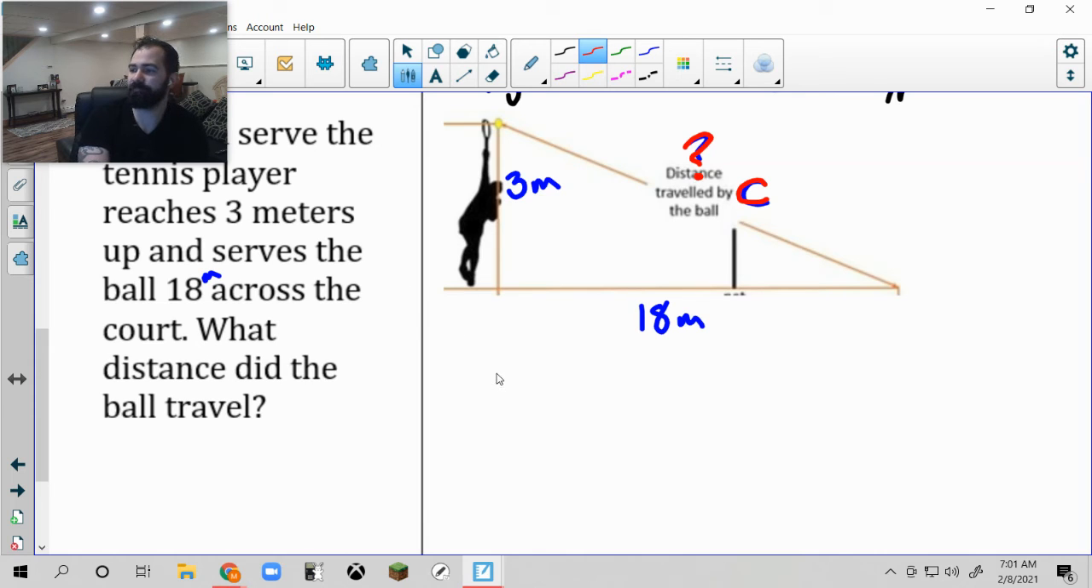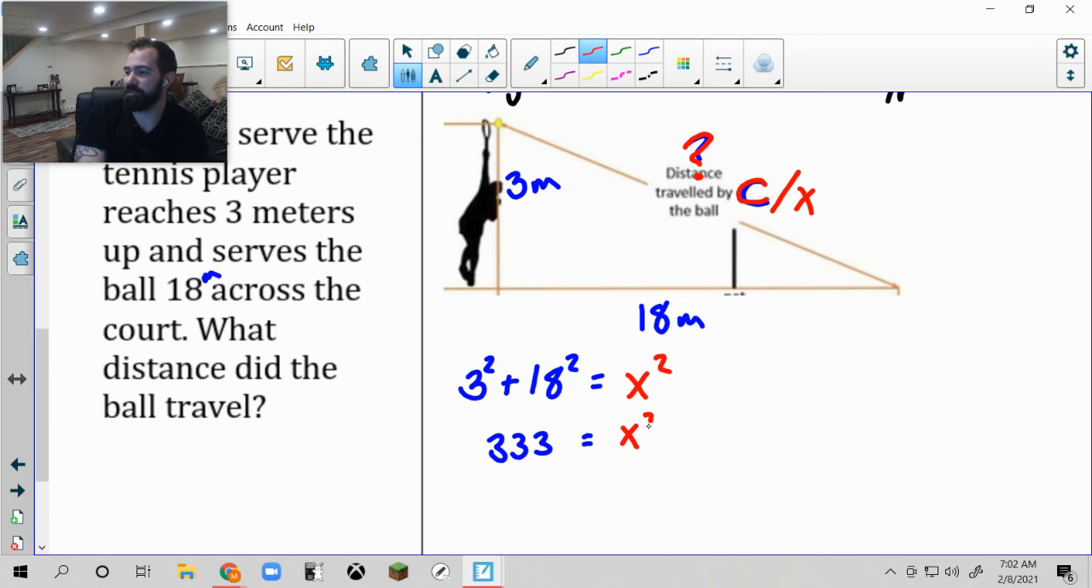And how do we figure that out? Well, just like before, we take our two legs, our a and our b, we square them and add them together, and that equals our unknown, which is our c squared. I'm going to use x for an unknown variable. And then we can just continue. 3 squared plus 18 squared together is 333. And that equals x squared.